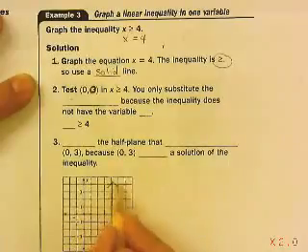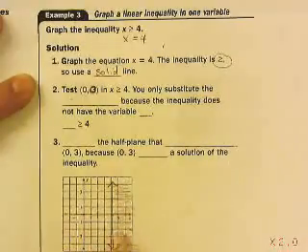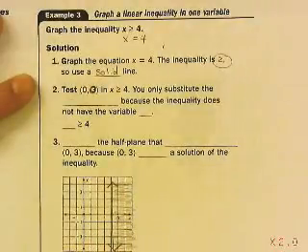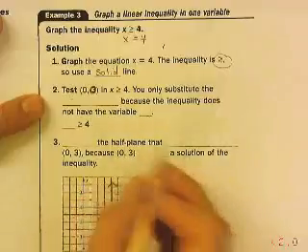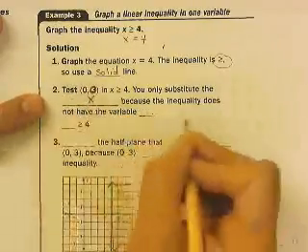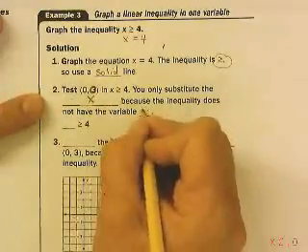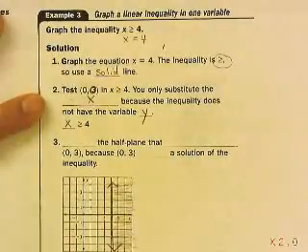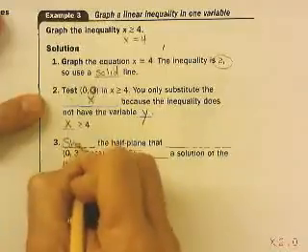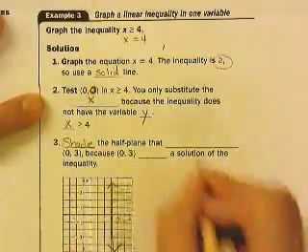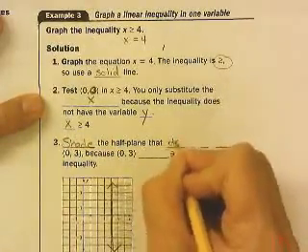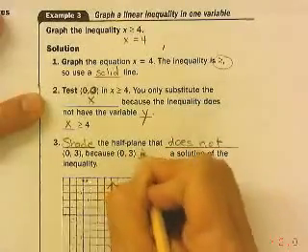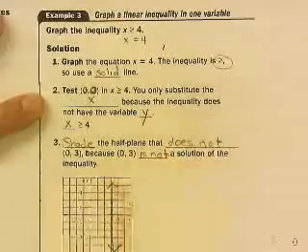No, it's not. So that means we shade this side, which is rather intuitive, but you can still pick a test point. So you only substitute the x because the inequality does not have the variable y. So x is greater than or equal to 4, and you shade the half plane that does not contain 0, 3, because 0, 3 is not a solution.